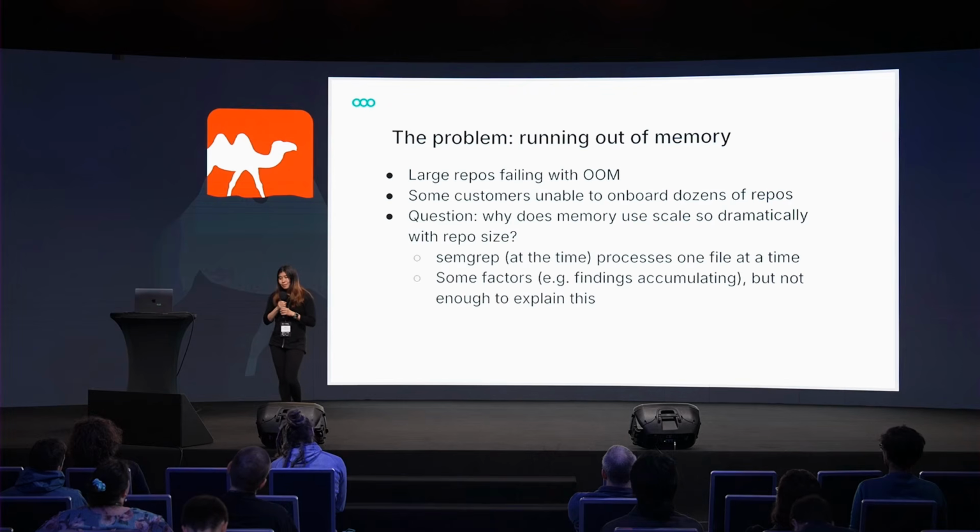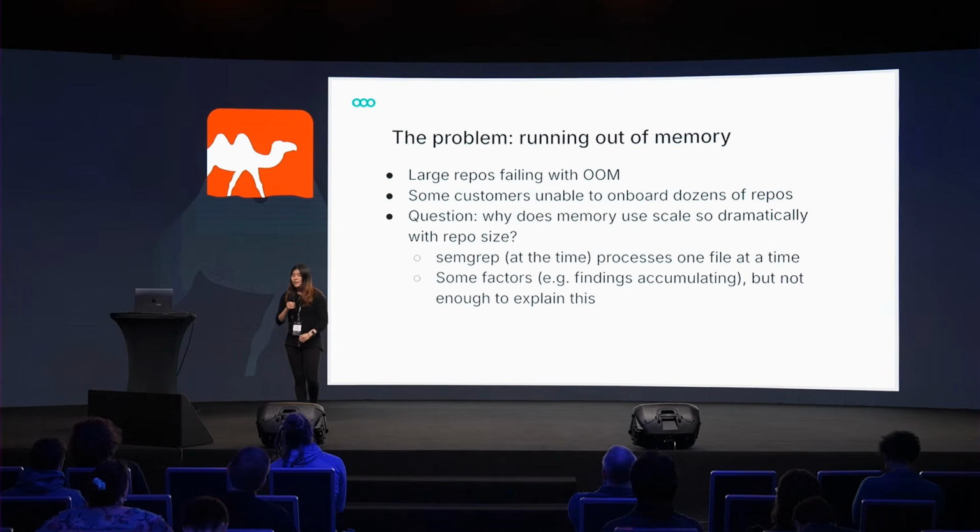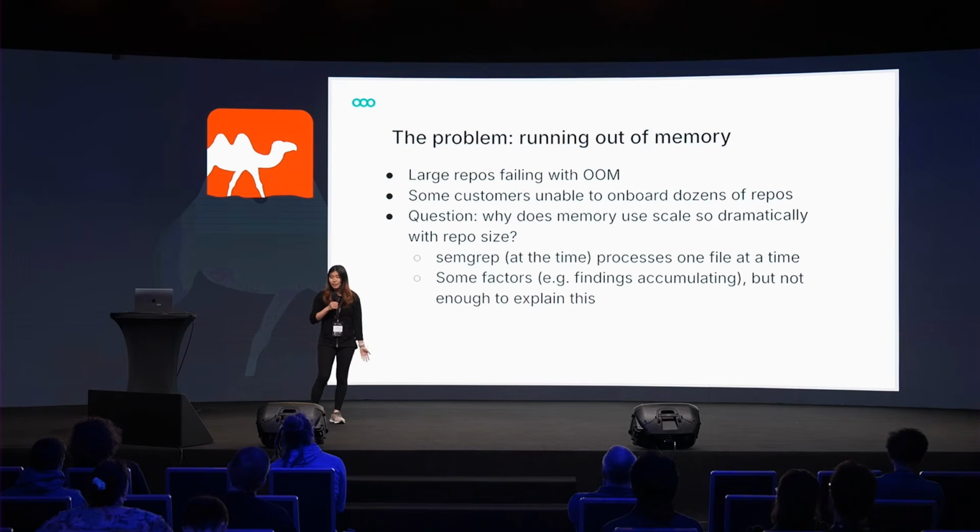But even at this point, we would find that large repositories were failing with out-of-memory errors. I remember we had a customer that was unable to onboard dozens of repositories. And the question we were asking was, why does memory use even scale so dramatically with repo size? At this point, like I said, Semgrep only processed one file at a time.